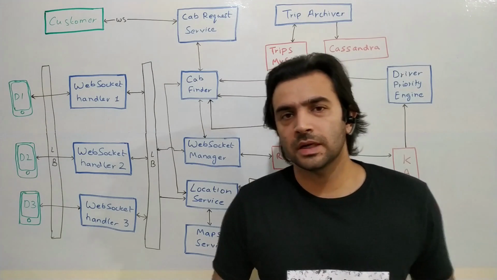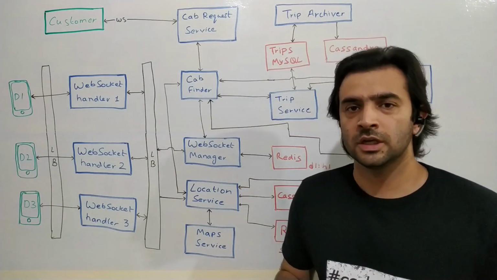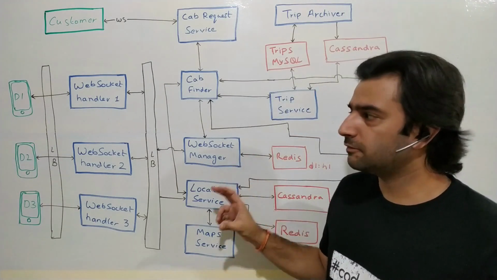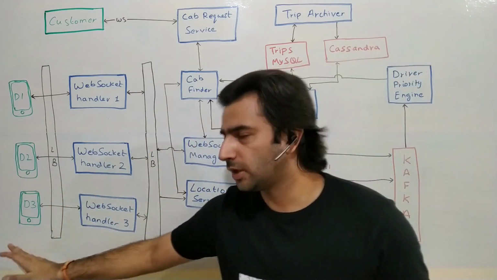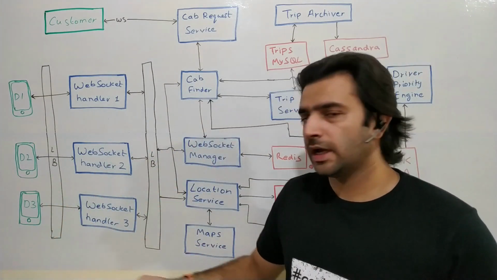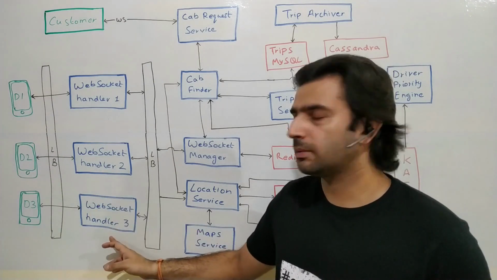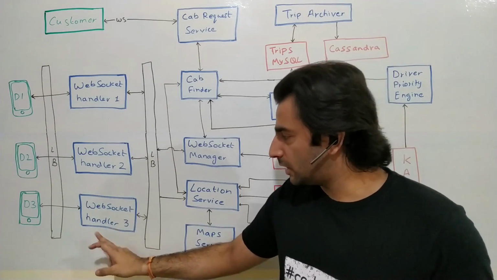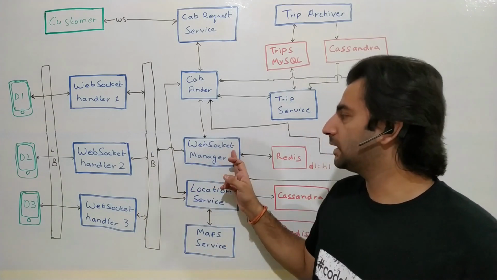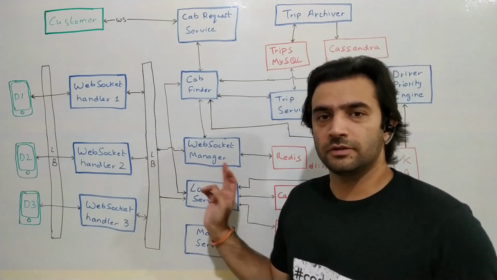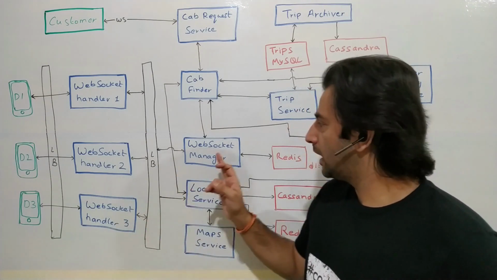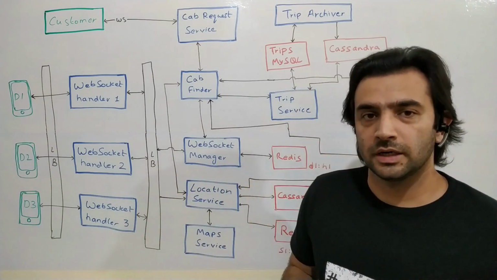Now, this WebSocket manager is another distributed service which manages which server is connected to which drivers. So let's say D3 is a new driver that has come online right now, and through the load balancer, it got connected to WebSocket handler 3. So this handler will inform the manager saying, I have now got connected to D3 also. So if there's anything for D3, inform me. And this manager will store it in a database.